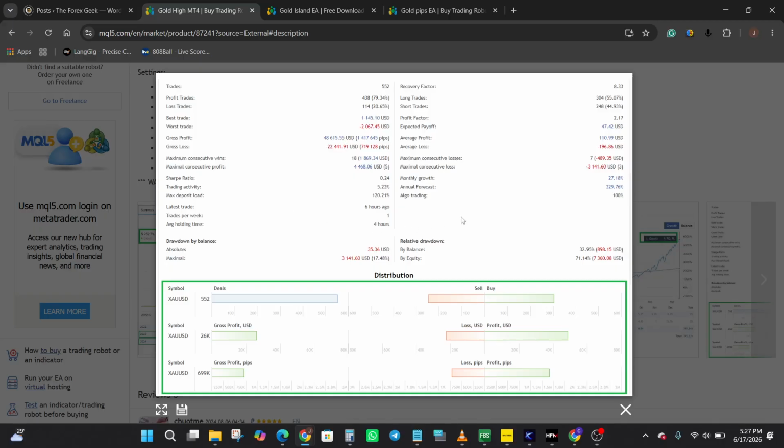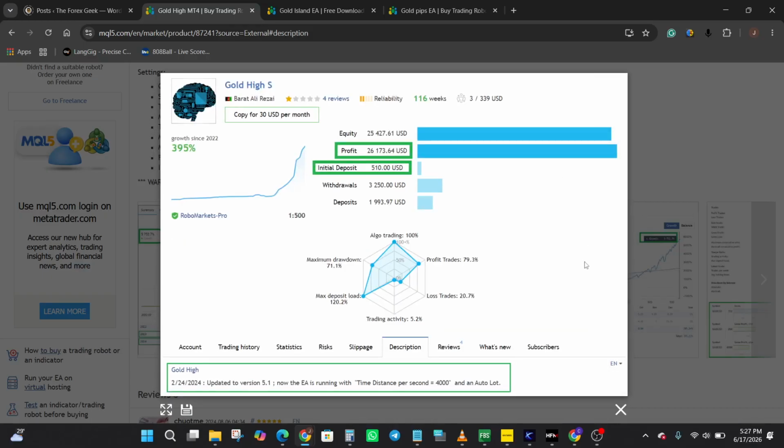Looking at this strategy report, I can see that the monthly growth was 27.18%. Trades per week with just 1. Okay, let's head over to our strategy tester. Let us see how this EA performed.